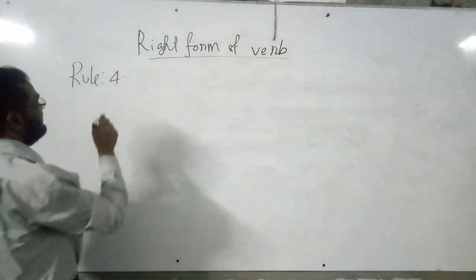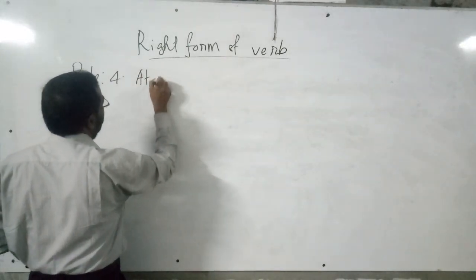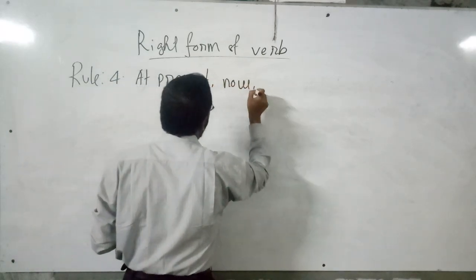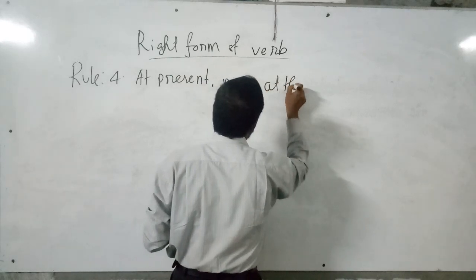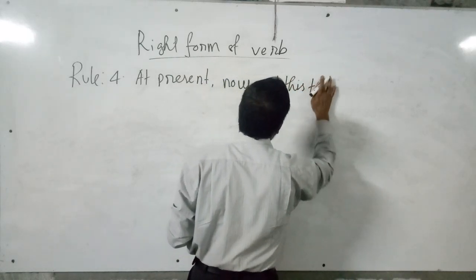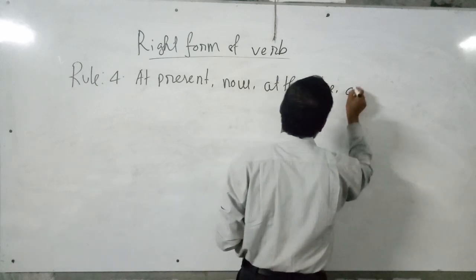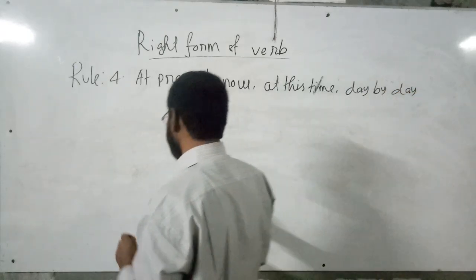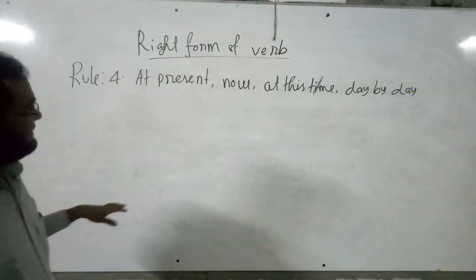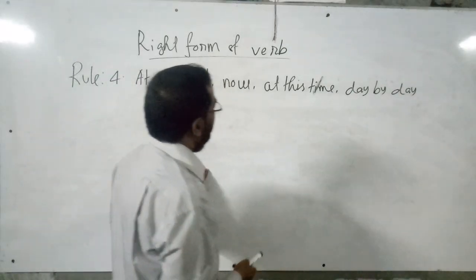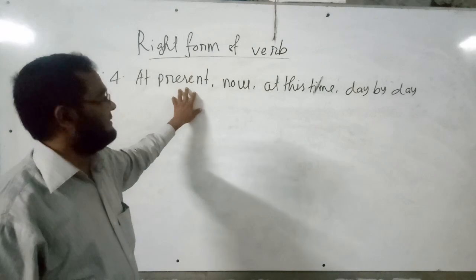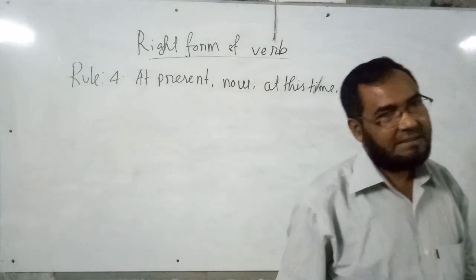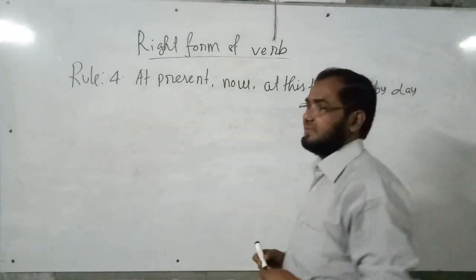Rule 4. At present, now, at this time, day by day, etc. Whenever you find the words at present, now, at this time, day by day in a sentence, the verb will be present continuous tense.